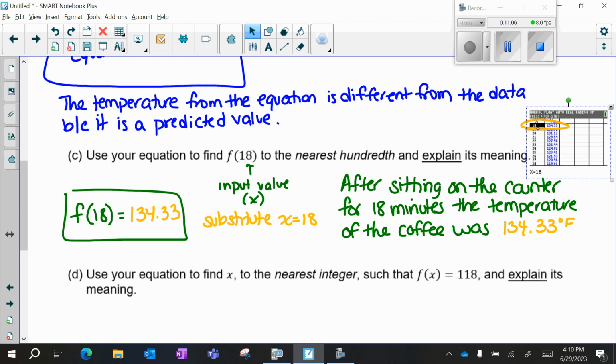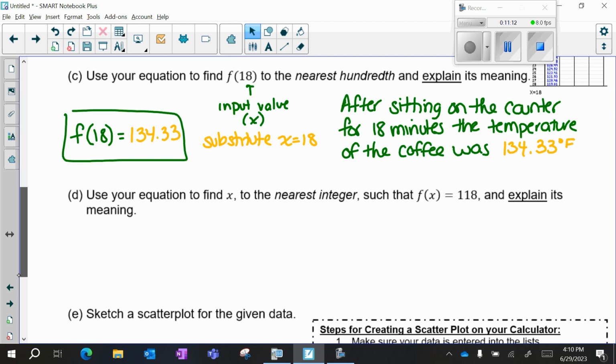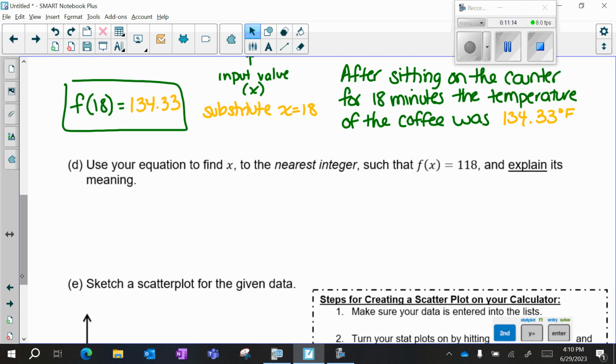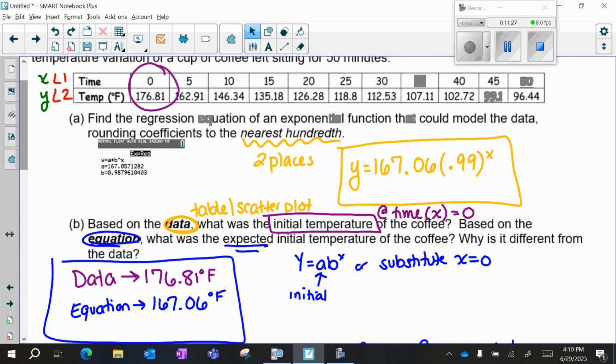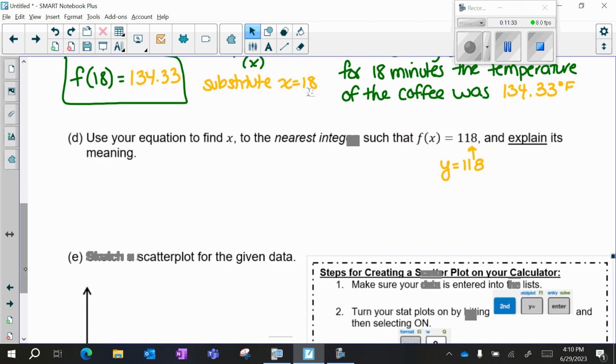Part D now says using your equation to find x to the nearest integer. Remember, integer is like a whole number, but it has positives and negatives, such that f of x equals 118. So x is what I'm looking for. This is like saying y equals 118. So let's go back to our table for a second because I do have to interpret. 118 is a y value, which means it's a temperature. So I'm going to do my interpretation first.